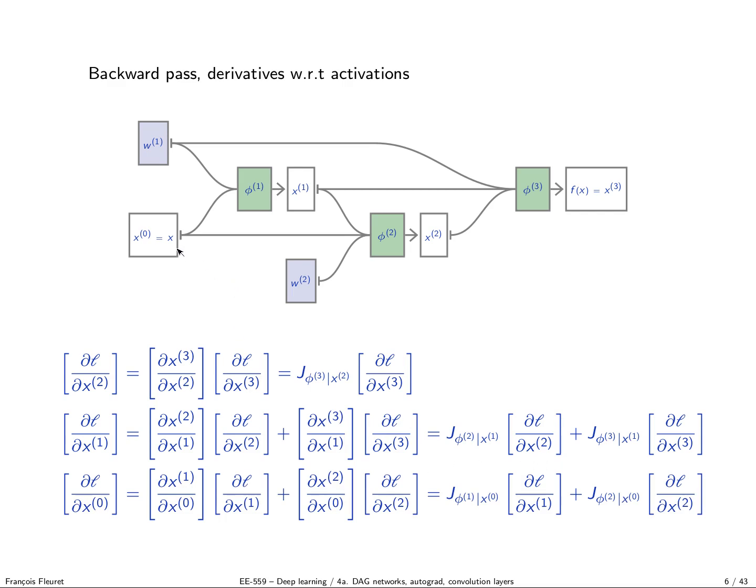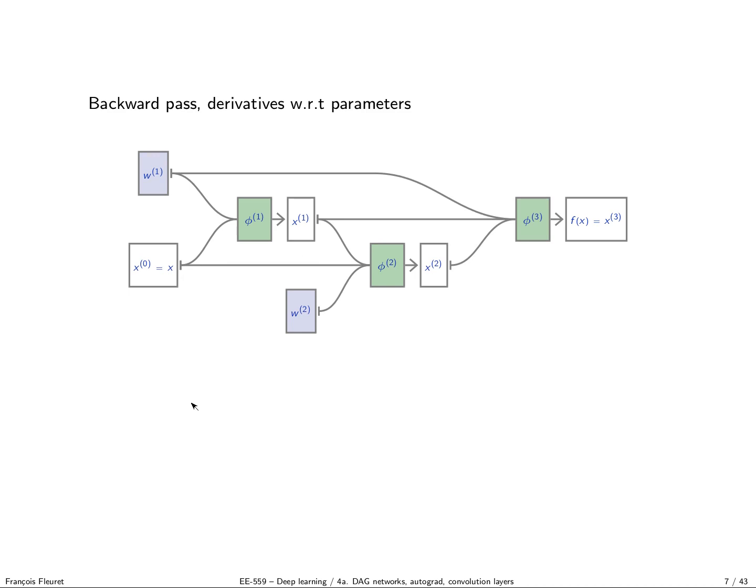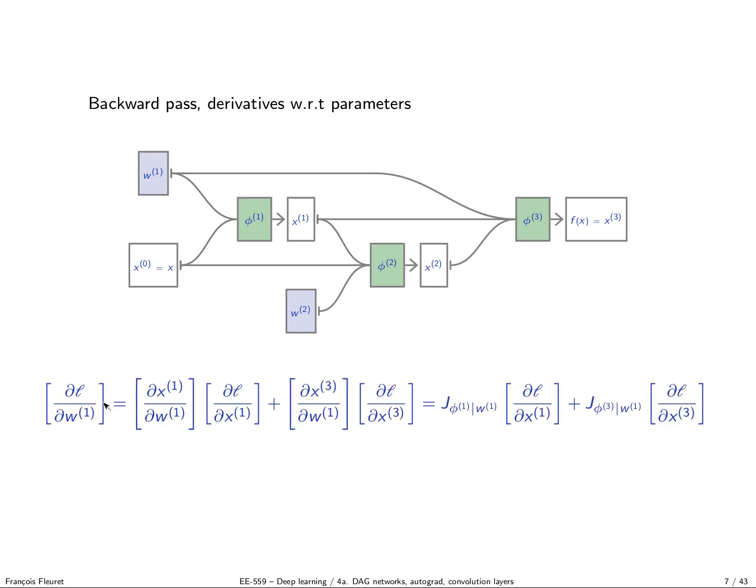Again, x0 influences the loss only through x1 and x2, so you have the same recipe. So we see that we can compute the gradient of the loss with respect to all the activations involved, this guy, this guy, this guy, and this guy. And now what we can do is compute the derivatives with respect to the parameters. So W1 influences the loss only through phi3 and phi1. So through x3 and x1.